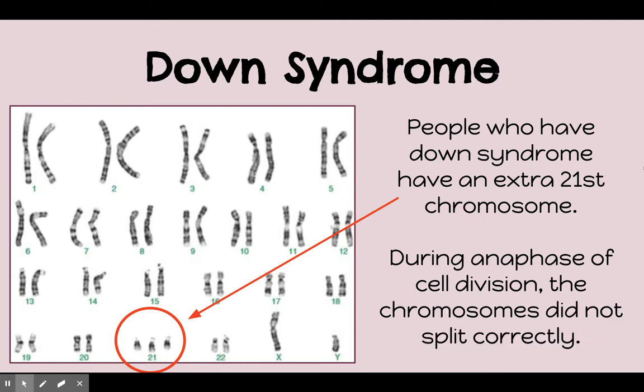This is why it's super important that our cells go through cell division in the correct way, because if they don't, this kind of thing can happen where you have 2 chromosomes from one parent rather than just 1 from each parent.